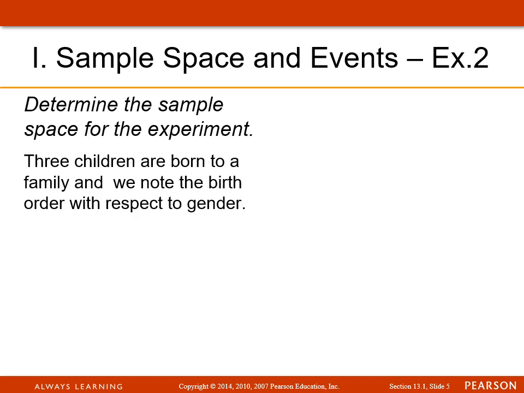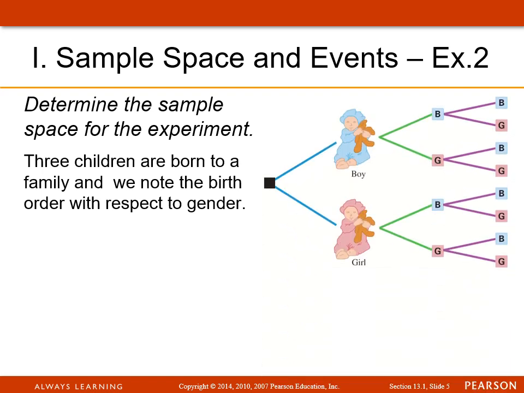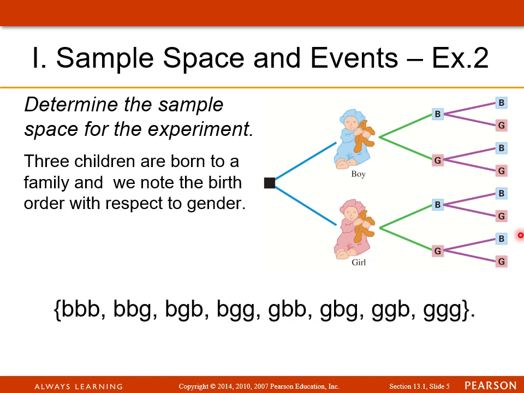Okay, let's look at this next one for example 2. 3 children are born to a family and we note the birth order with respect to gender. Okay, so these are the different possibilities. We might have a boy first. Then the second one could be a boy or a girl. Then the third one could be a boy or a girl. So again, this goes back to chapter 12 when we were making our trees. Okay, or we could get boy, girl, girl, and so forth. So if we count the ends, we see here that we have 8 different possibilities. And there they are listed out with the letters B for boy, G for girl.